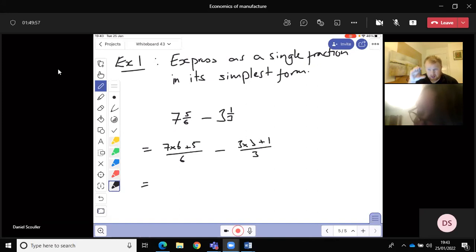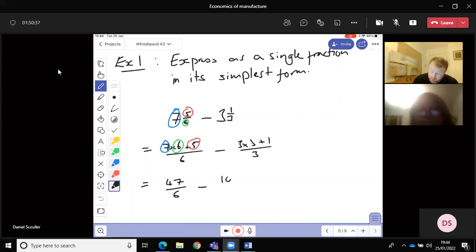So we're taking the big number and we're multiplying it with the number in the bottom. So 7 times 6 plus 5. That 5 is just this number. That's where we're getting that number. So 7 coming from there, 6 is coming from the denominator. So there's 7 wholes, so 7 times 6 is 42 plus 5. So you're 47 over 6 minus 9 plus 1, which is 10 over 3.